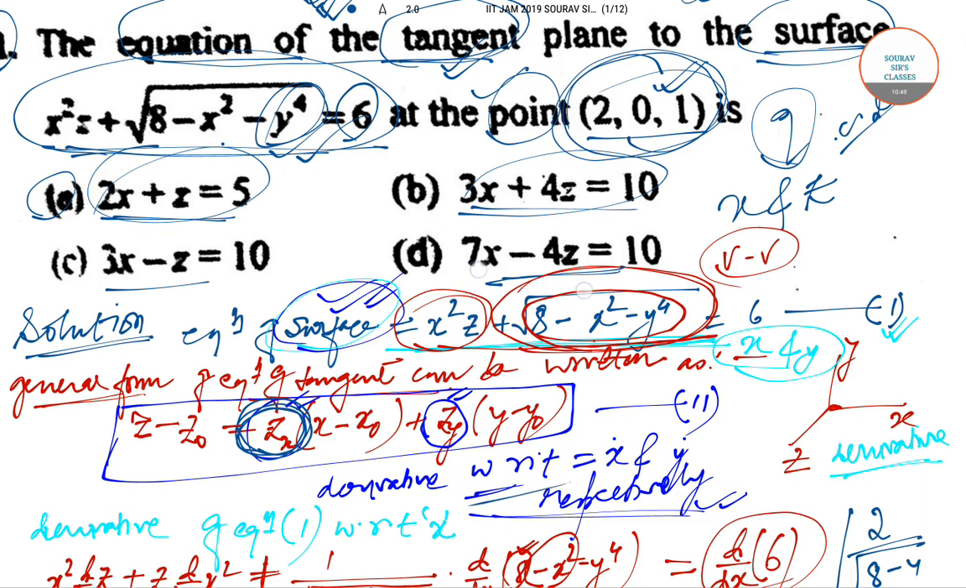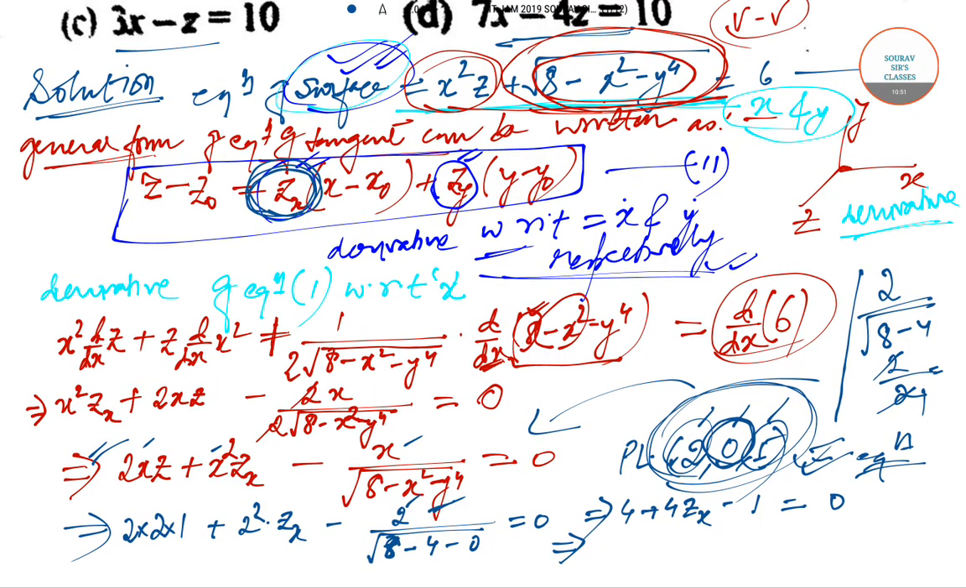So we need to find the value of zx. You can see that we are slowly and steadily moving to the part zx. This is the stepping stone of solving this problem. So 4zx equal to minus 3, and the value of zx we will get is equal to minus 3 by 4.